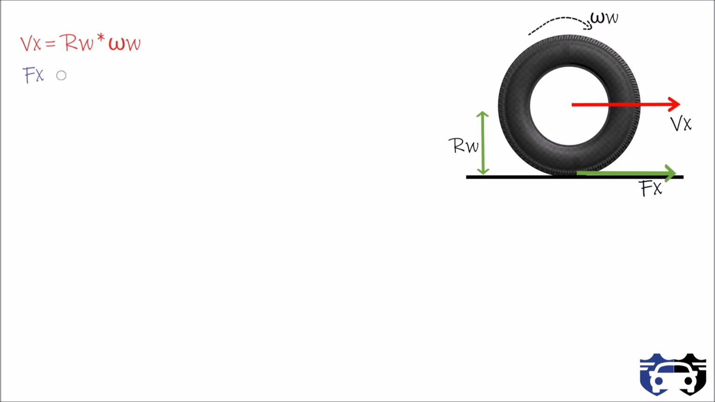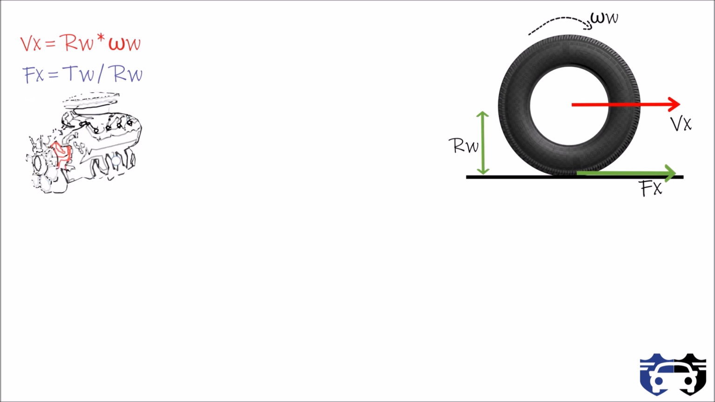Here is your tire with effective radius of Rw, rotating with angular velocity of omega w and moving forward with velocity Vx, where Vx can be given by Vx equals Rw multiplied by omega w. The tire also experiences a traction force Fx in the forward direction, given by Fx equals Tw divided by Rw, where Tw is the torque at wheel.